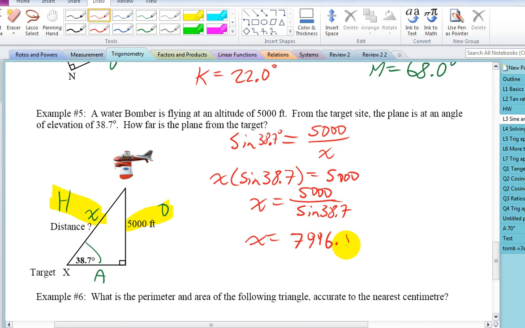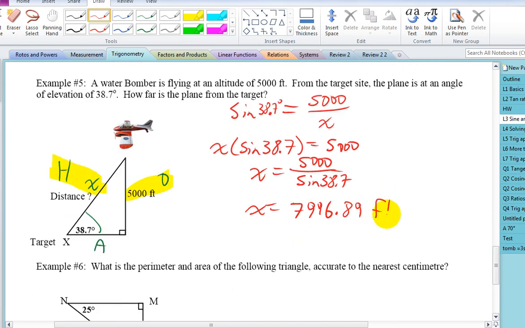Now, have a look at the question. What's the best rounding for this? What unit did we just finish? Measurement. What's the best rounding for feet? Right? Because it's in feet, we should do a whole number. So 7,997 feet from the target.